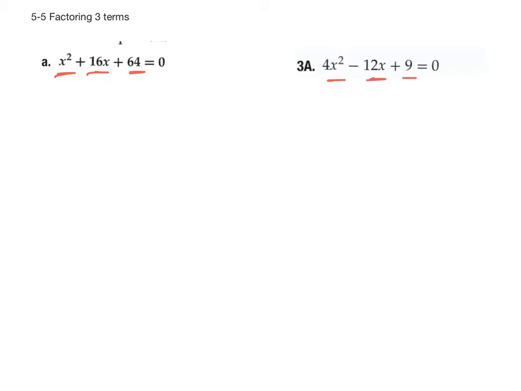One is a perfect square, which this one is. One is when we have a coefficient in front. And the third one is just a straight trinomial. So I'm going to do the one with the perfect square.